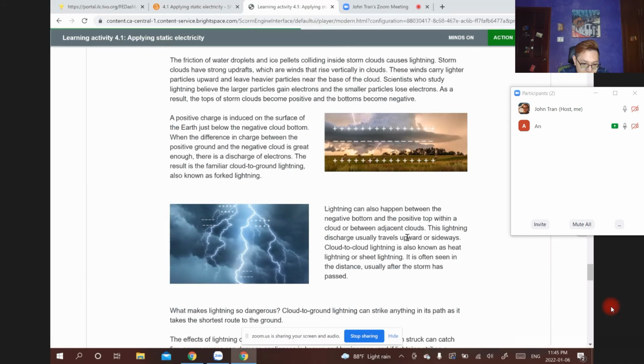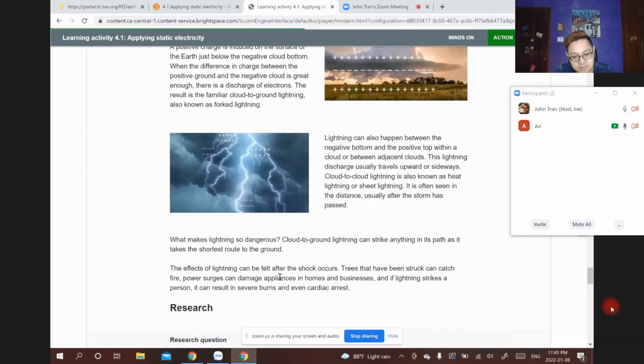What makes lightning so dangerous? Cloud to ground lightning can strike anywhere in its path, and it takes the furthest route to the ground. The effect of lightning can be felt after the shock occurs. Trees have been struck and caught fire. Power surges can damage appliances in homes and businesses. And if lightning strikes a person, it can result in severe burns and even cardiac arrest. So basically, your heart can stop beating if you get struck.